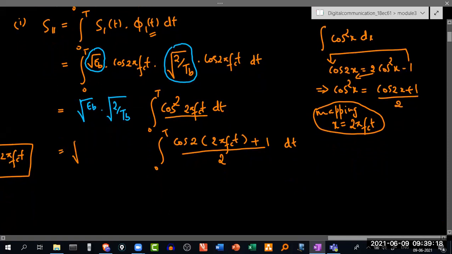And as usual, we are having our equations, square root of EB into 2 by TB over here. Now, in this integration, this 2 can be taken out of the integration because again it's a constant value.